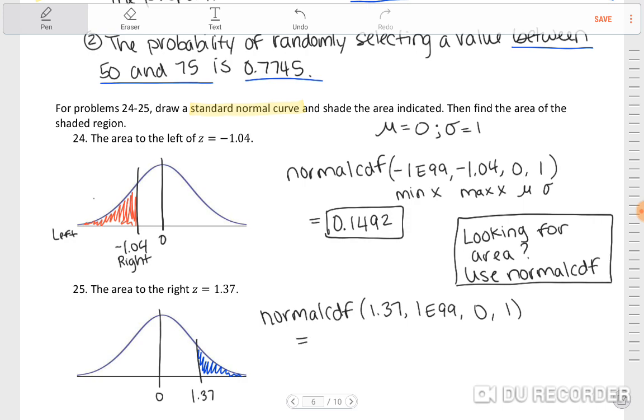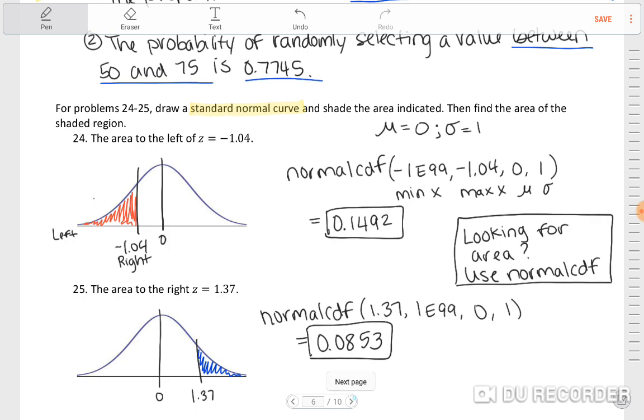So when we type that into the calculator, we get 0.0853. So that's the area shaded to the right. Okay, you will have one of each of those.